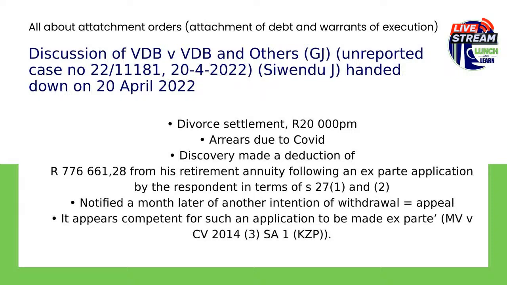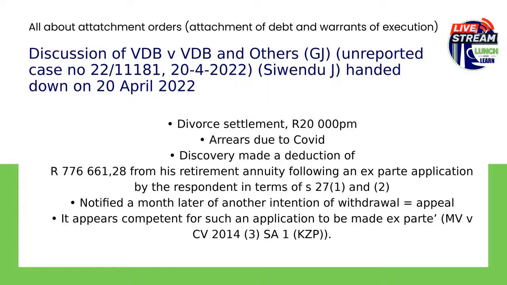Subsequently, he fell in arrears due to COVID, and he could not pay. The complainant then went to the court. She filed an application. She completed the J306, and she also submitted affidavits of the arrear amount that was still due by the respondent. So that was done by an ex parte application. Now, ex parte application is basically done without the knowledge of the other person. And the court granted that order in terms of Section 27(1) and 2.